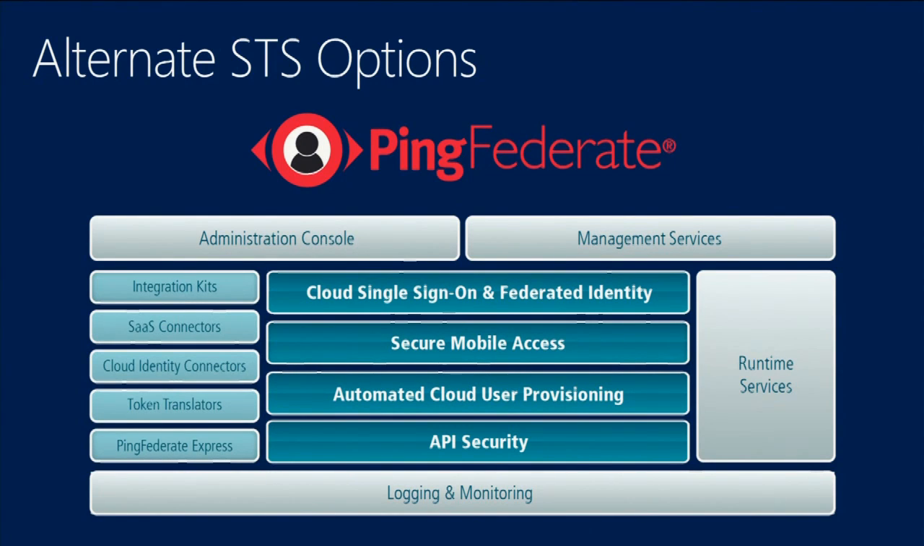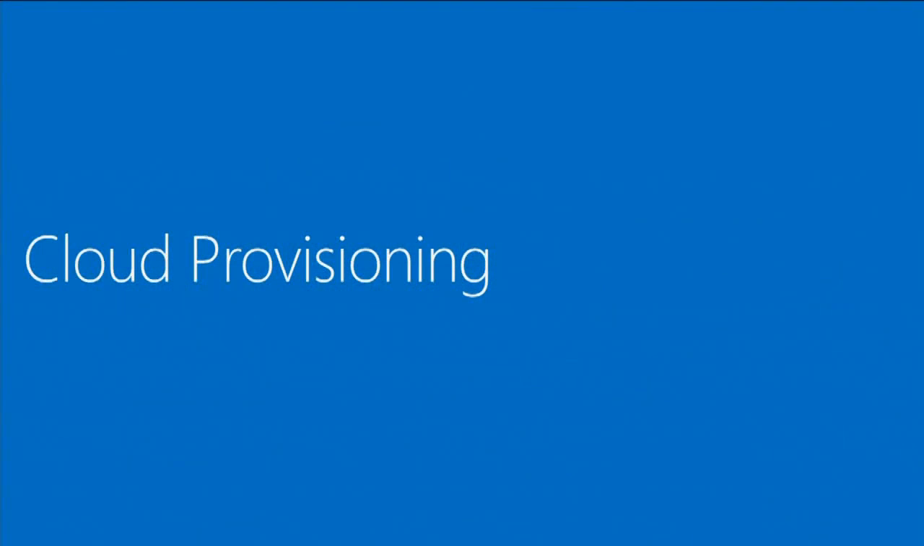Just to show you that there are a number of very good third-party companies that are giving solutions or alternate solutions as well. This is a tool called Ping Federate, and it's a very, very simple tool to use. Okay, so the next thing, that's ADFS. The next thing we're talking about is provisioning, so actually getting our users into Office 365.